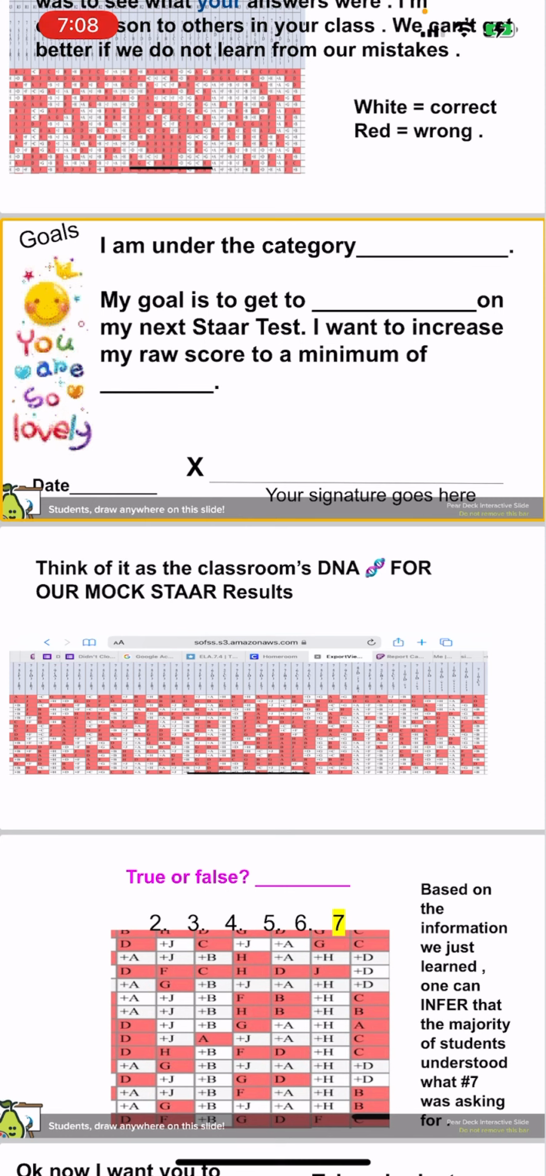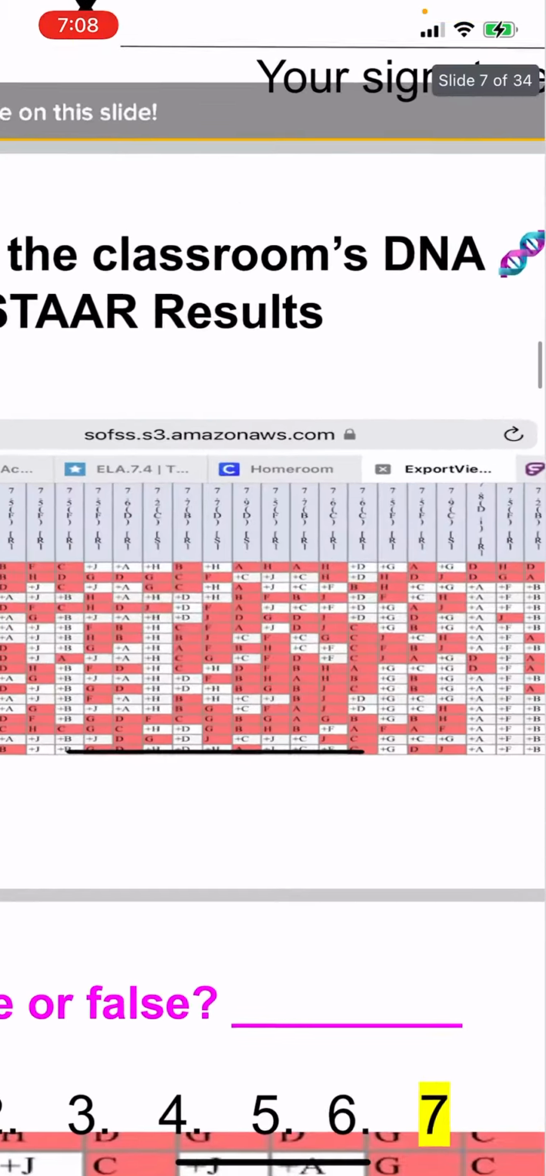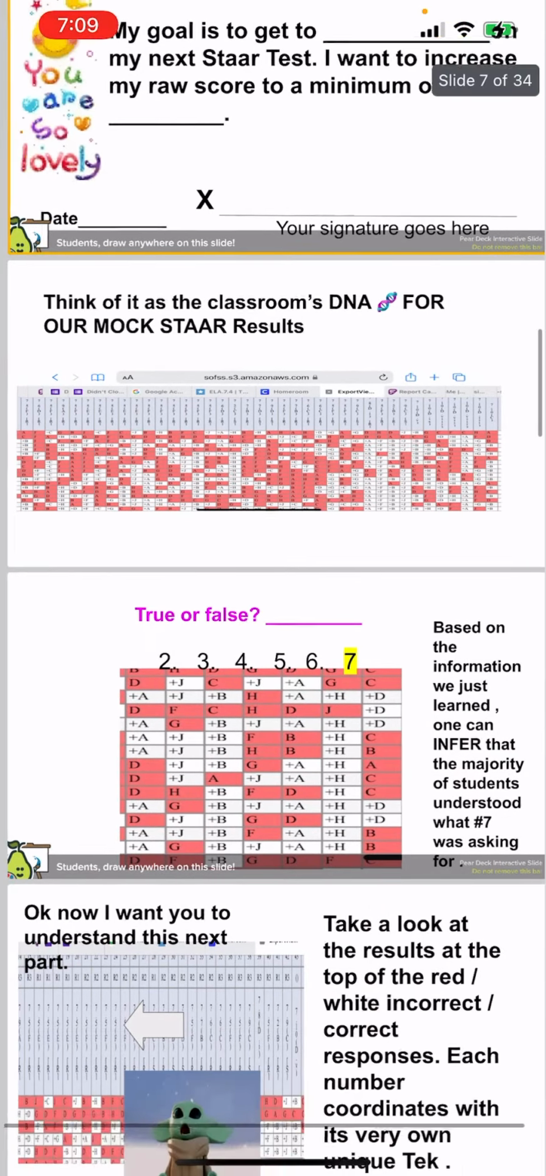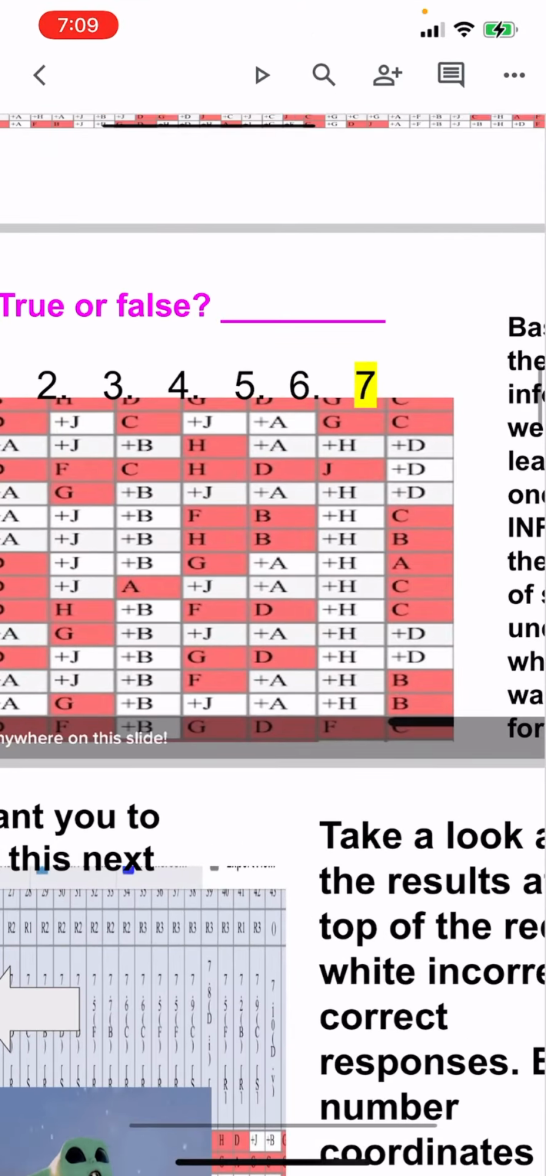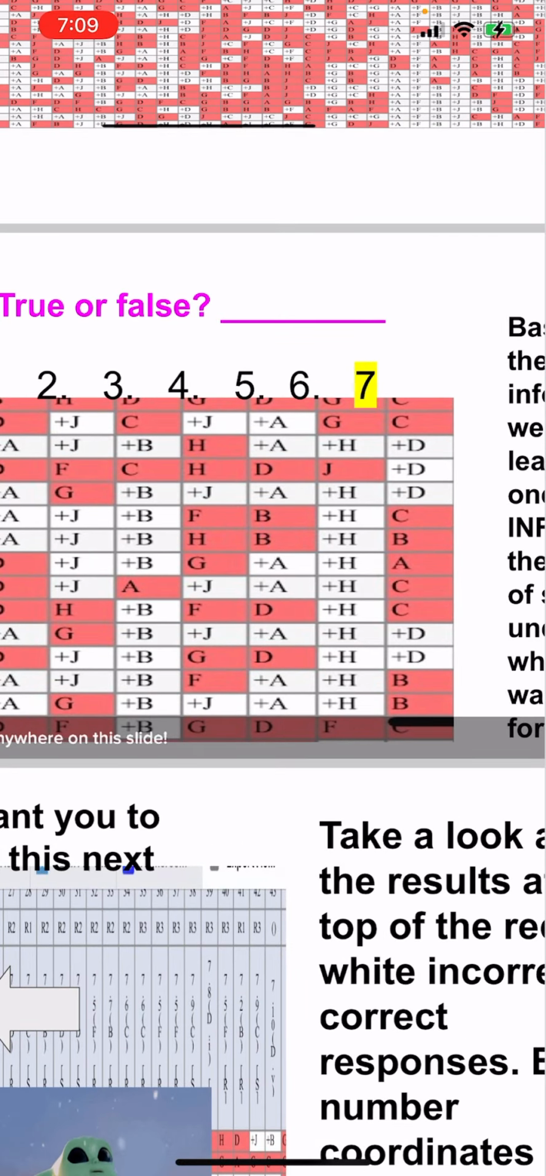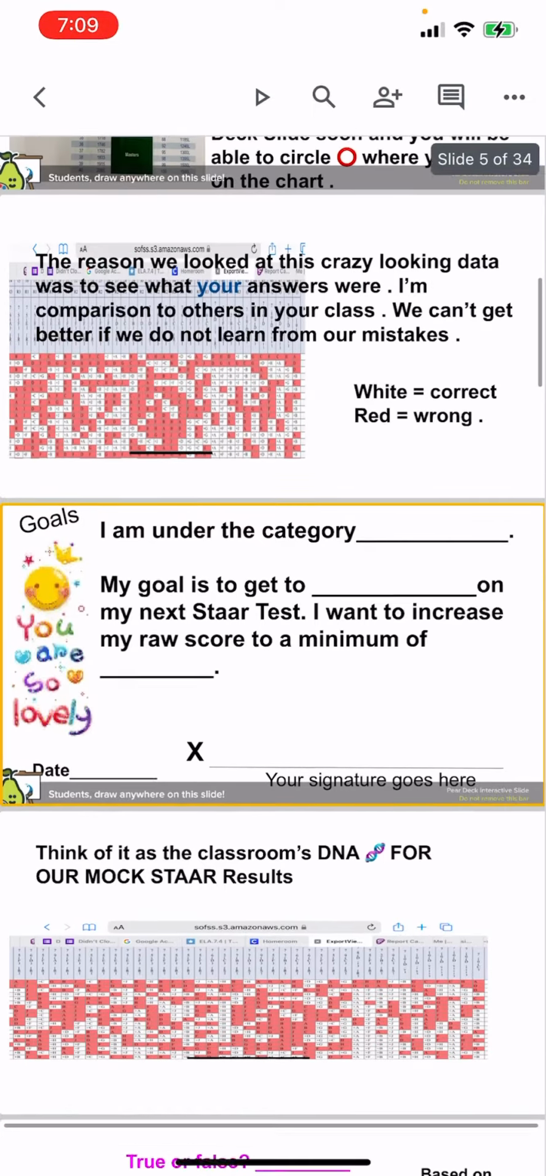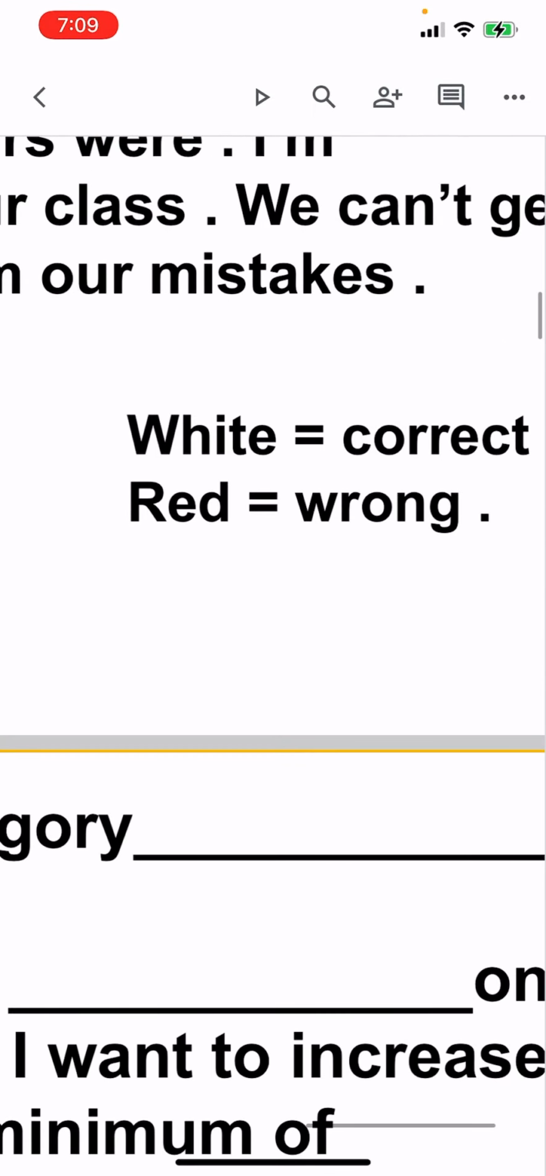I told them these slides are so important that I'm taking time at home on my own to do them. I was trying to show them, look, this is like the DNA of our classroom for our mock STAAR. And I'm trying to teach them some inferencing. Look, based on this, column 7, look at everybody who got an H. Well, H equaled the correct answer. White equals correct, red is wrong.